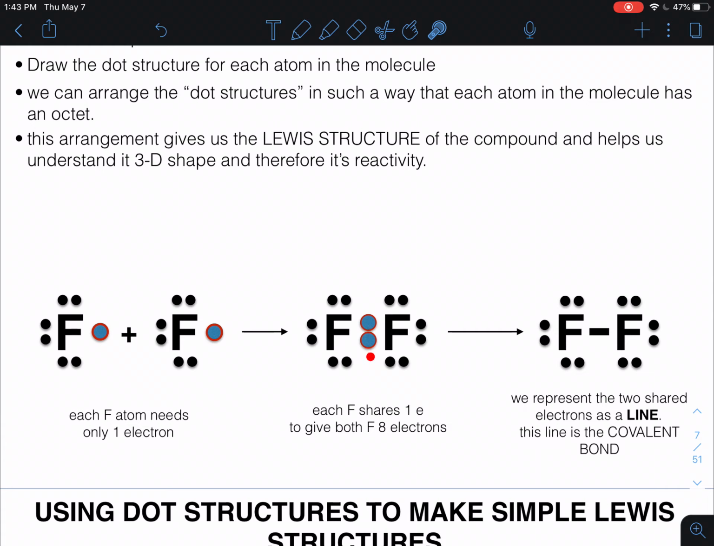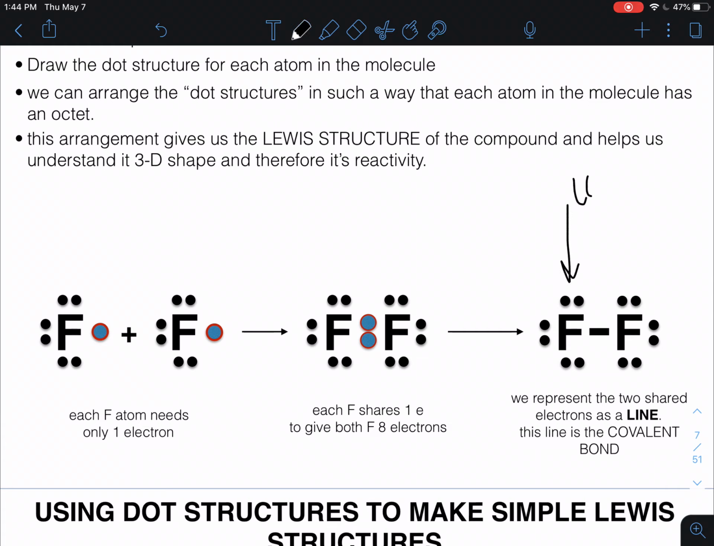Now, of course, we don't show the two shared electrons like this. We show them as a line over here. We represent the two shared electrons as a line, and this line is a covalent bond. Now you'll also notice here that I have these non-shared electrons still represented as dots. That's important. We keep that.